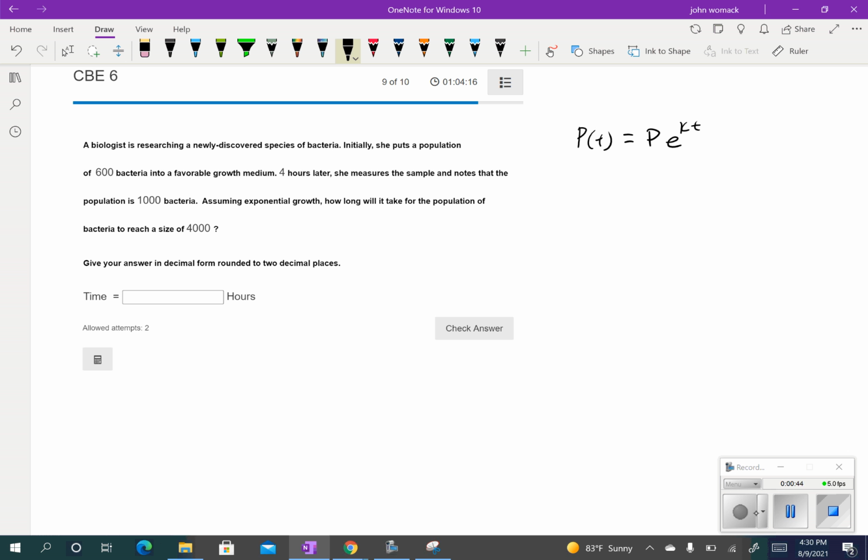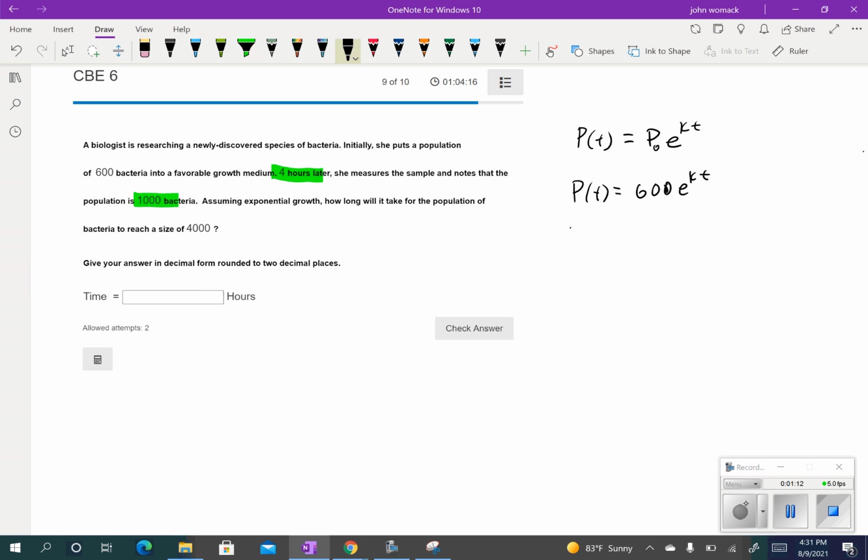So to come up with my model, I have to know that's P0, sorry, down there. I have to come up with the original amount, and I have to come up with K, which is the growth rate. So I'm going to go P of T is equal to the original amount, which she put 600 in at the beginning. But I've got to figure out what K is. And to figure out what K is, they'll always give you some other information. So it tells us that 4 hours later, the population was 1,000. So I can use that to figure out what K is.